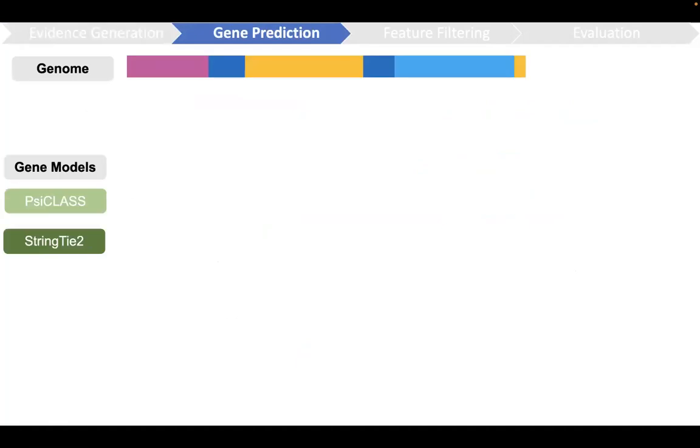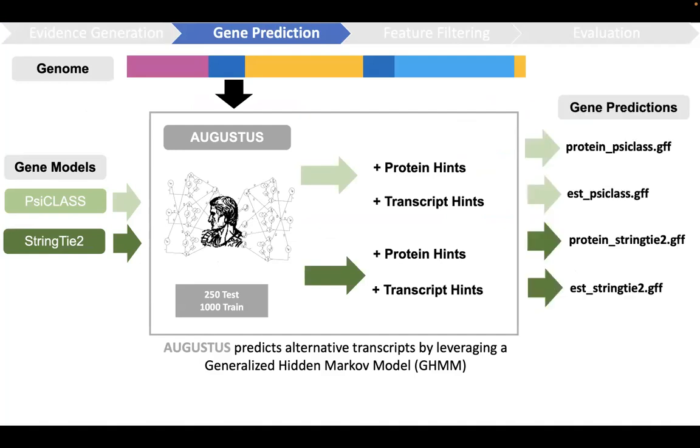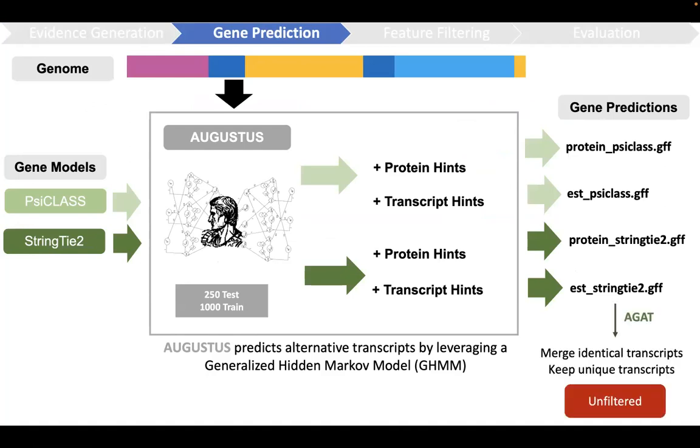The RNA-based gene models and genome are then used as input to Augustus, which predicts alternative transcripts by leveraging a hidden Markov model. These predictions are enhanced with the addition of protein and transcript hints, and later merged into an unfiltered model. Doing so increases sensitivity, but at the expense of precision. So how do we increase precision?